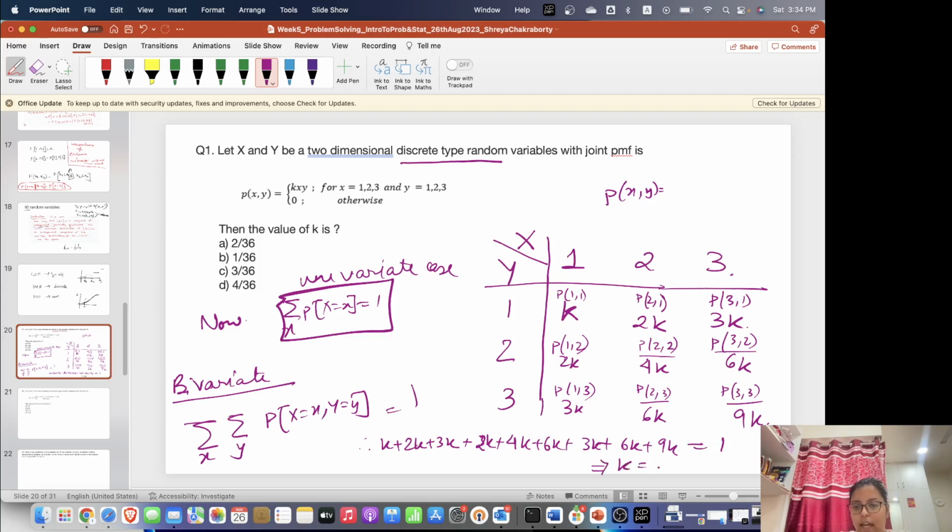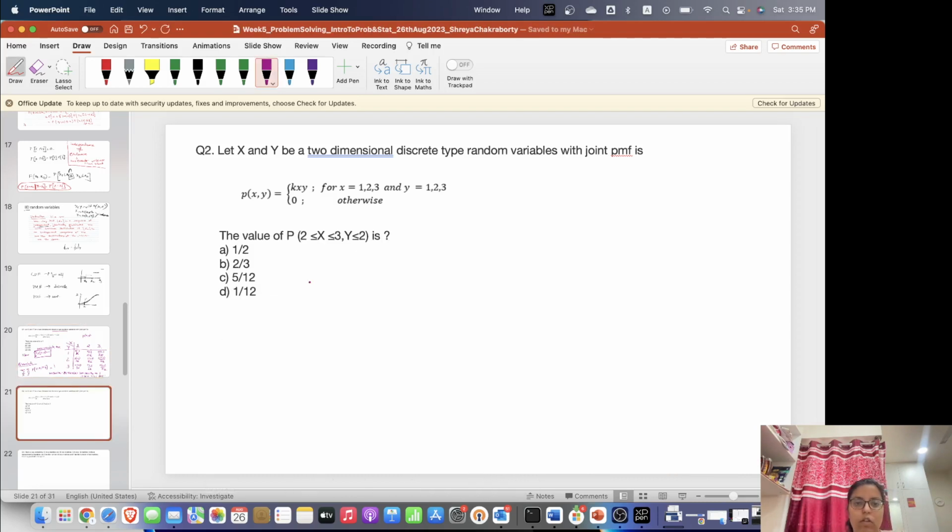Solving, we would get k as 1/36. Yes, 1 by 36. Is it okay? Any doubt? Okay, so we'll move on to the next one. Here the problem remains the same. K we have 1 by 36.